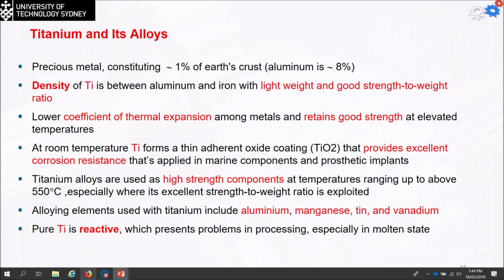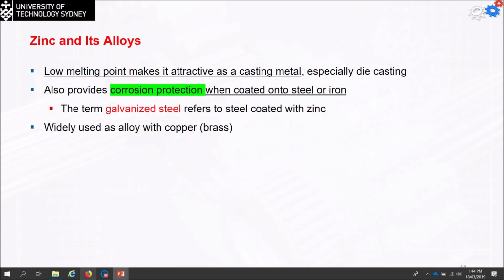Zinc and its alloys have a low melting point, which makes them attractive in the casting of metals, especially in the die casting process. It also provides good corrosion protection when coated onto steel or iron. The term galvanized steel refers to steel coated with zinc. Zinc is also widely used as an alloy with copper to make brass.